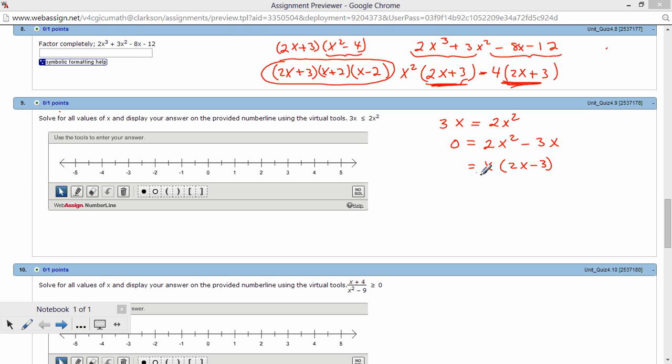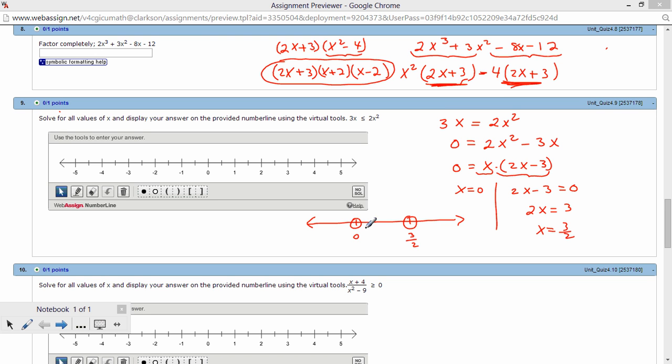And then I'm going to use the idea that a number times a number is resulting in a 0. So either x is 0 or 2x minus 3 is 0. Now 2x minus 3 solves to x equals 3 halves, right? So then on my number line, what I would want to be doing is I would want to locate 0 and I would want to locate 3 halves.